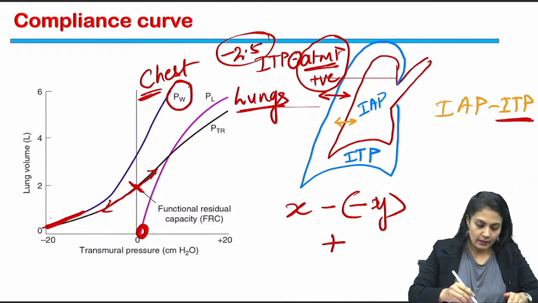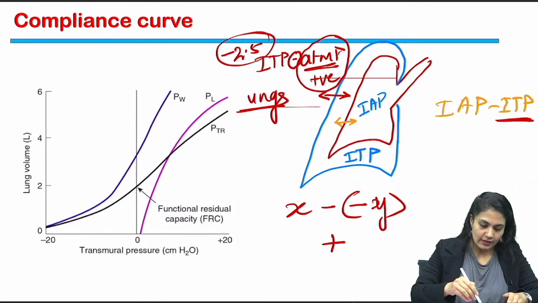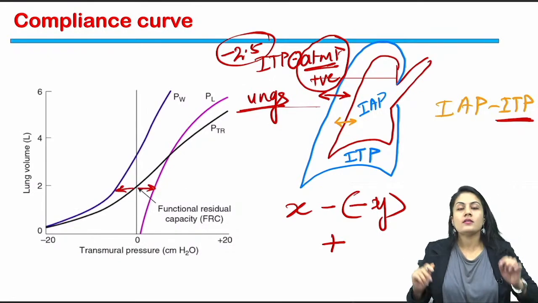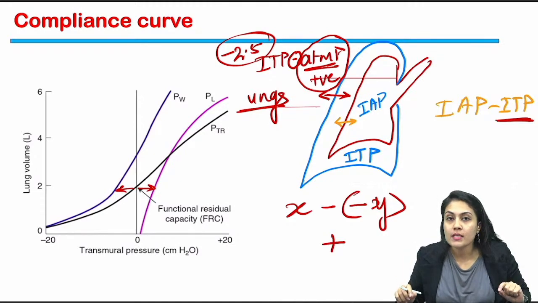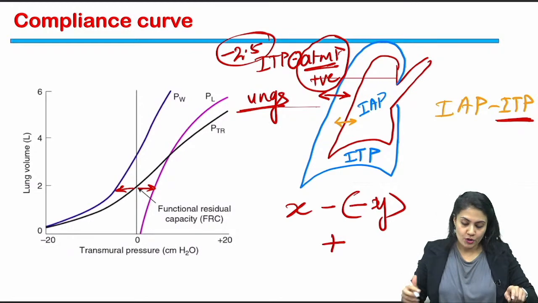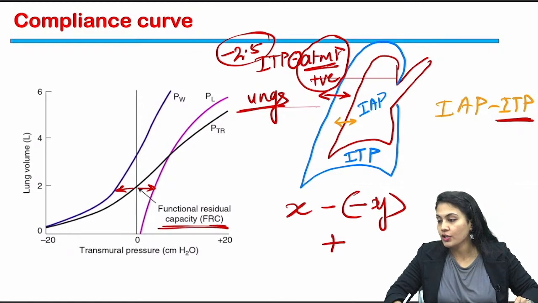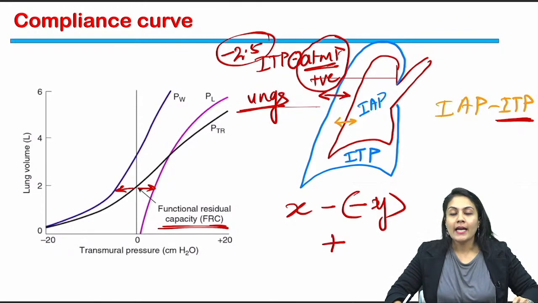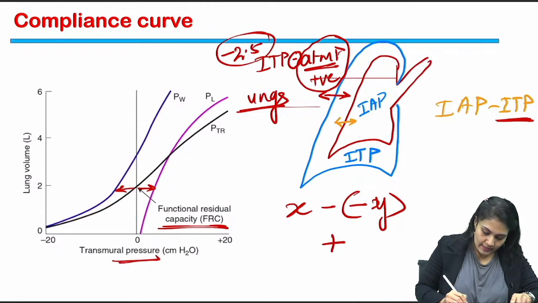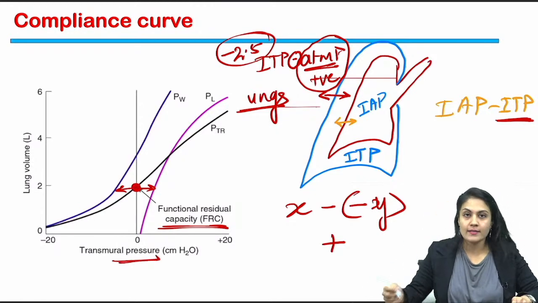That means the transmural pressure across the lungs and the transmural pressure across the chest wall are going to be equal but opposite. Over there, the movement will be minimum, and that pressure is nothing but the functional residual capacity. Can anybody tell me this pressure at this level is called as? This pressure is called as, and this volume is called as?